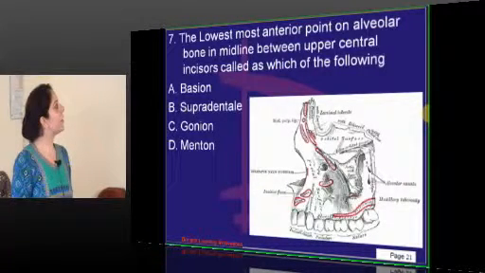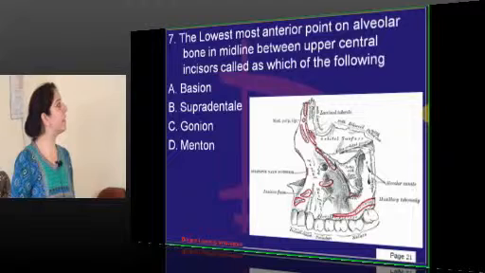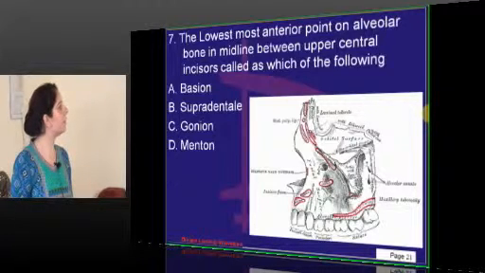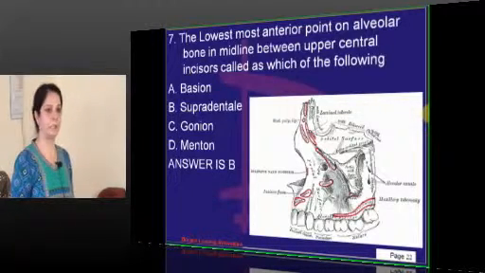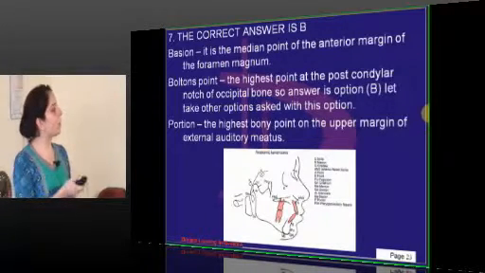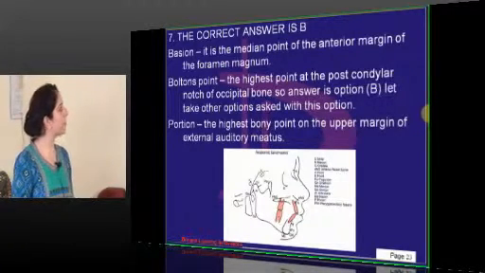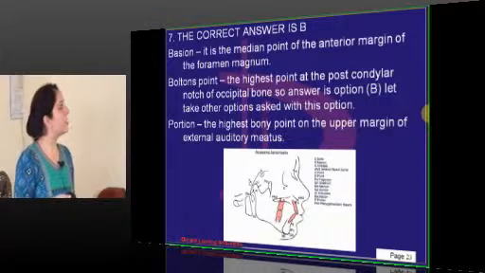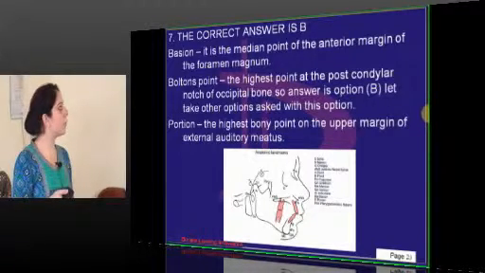The lowest most anterior point on the alveolar bone in the midline between upper central incisors is called the supradentale. Now, these are different points on the lateral cephalogram. The first one is basion. Basion is the median point on the anterior margin of the foramen magnum.